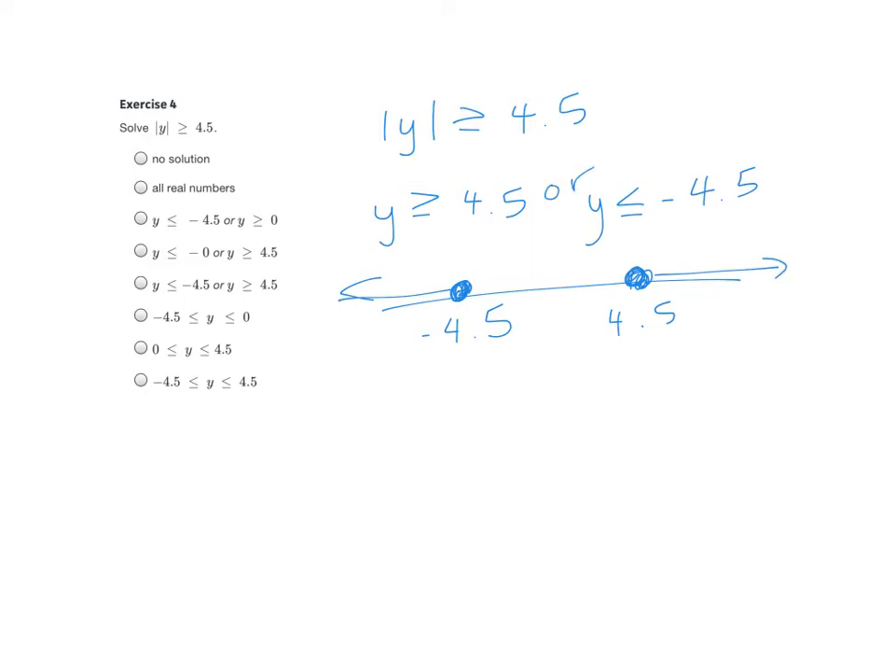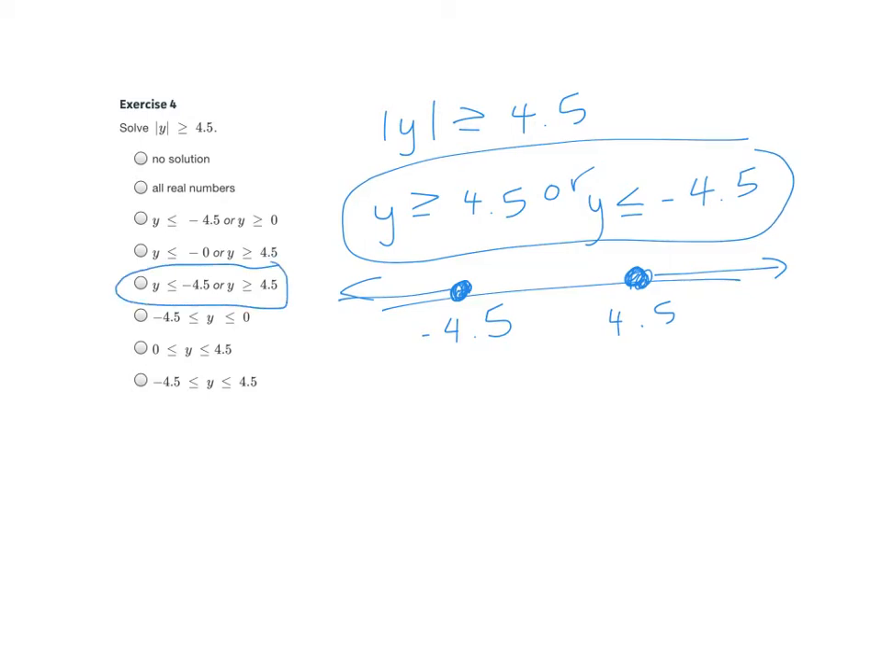So I'm looking for this. Y is greater than or equal to 4.5, and y is less than or equal to negative 4.5. Y is greater than or equal to 4.5. That would be that one.